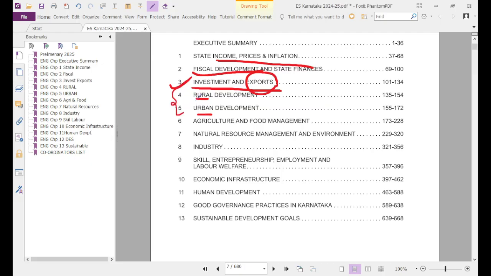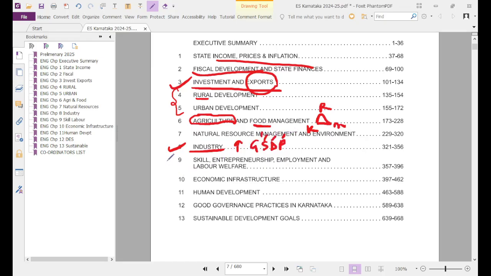These two are very critical things as we talk about any state's development, rural and urban. Agriculture is again a crucial limb, and how food is being managed, providing the basic necessities to the citizens like roti, kapda aur makan, we say, food, clothing, shelter. And natural resource management and environment, and how the industry is performing in terms of economic activity and thus adding value to the growth story, the gross domestic product, GDP. In terms of the state we call it GSDP, gross state domestic product.